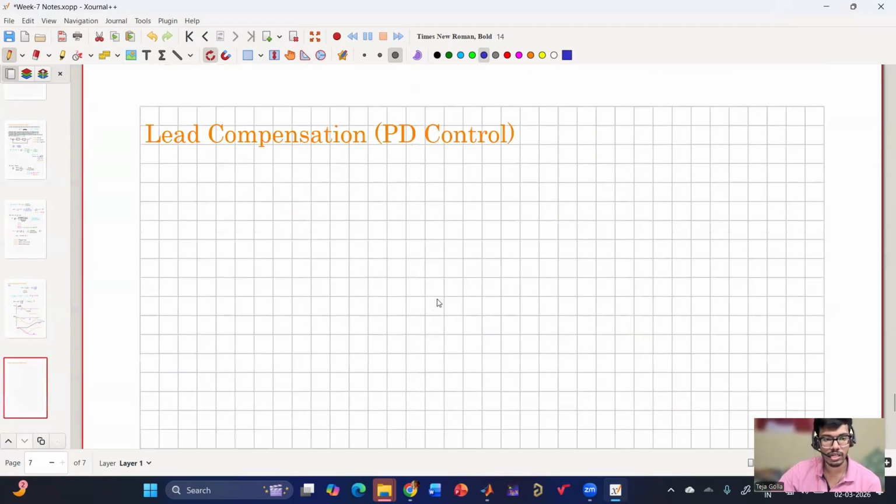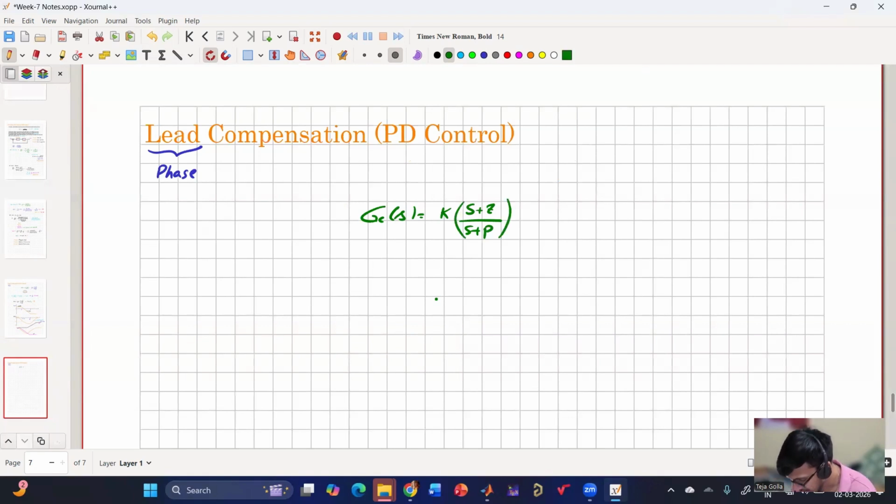Similarly, if you consider lead compensation, it is PD control, just the opposite. And again, it has phase lead. So if I write the transfer function, Gc(s) is K into (s plus z) by (s plus p). Here it is leading, which means the zero should come first. So the magnitude of zero will be lesser than pole, just the opposite. If you calculate this, it is K into z by p into (1 plus s by z) by (1 plus s by p).